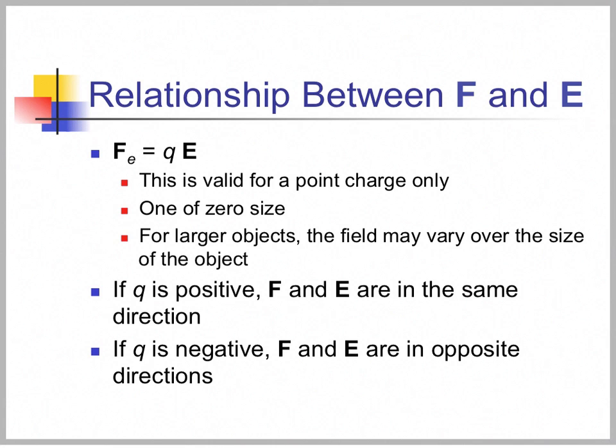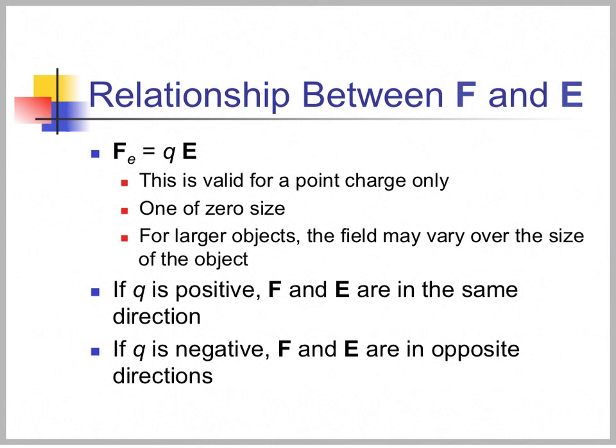So then there's a relationship between force and electric field. The electric force on an object is equal to its charge times the electric field in the region where it exists. Now this is valid for only a point charge. A point charge, remember, has zero size. For larger objects, the field may actually vary over the size of the object, and so it would become more complicated.